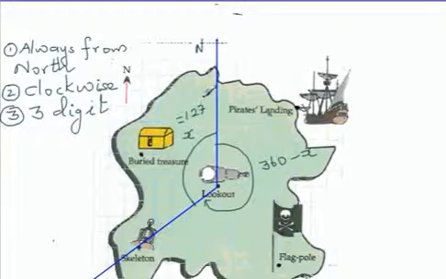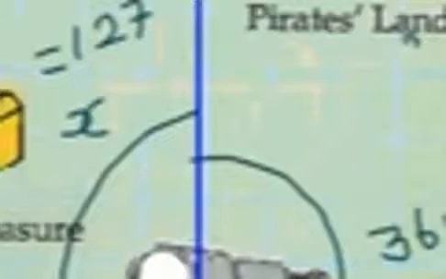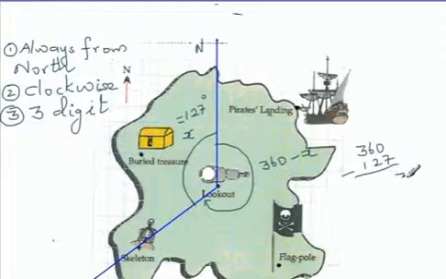127 degrees. So the bearing would be 360 take away 127. You don't need a protractor for this. 0 take away 7 needs borrowing, so this is 3, and 5 take away 2 is 3. So 233 degrees.